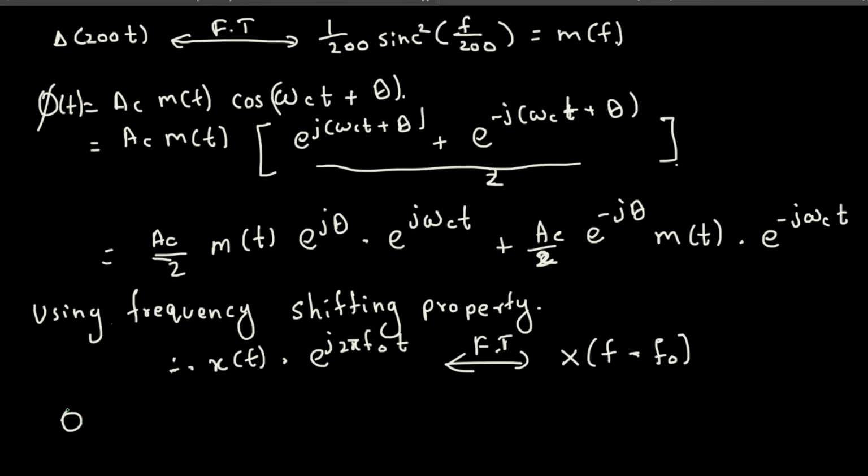Now let's look at phi of f, that is the Fourier transform of this one. That is going to be AC e power j theta divided by 2, and then we have only this variable and this one value related to t, so when we do the Fourier transform, these are the things that are going to be affected.